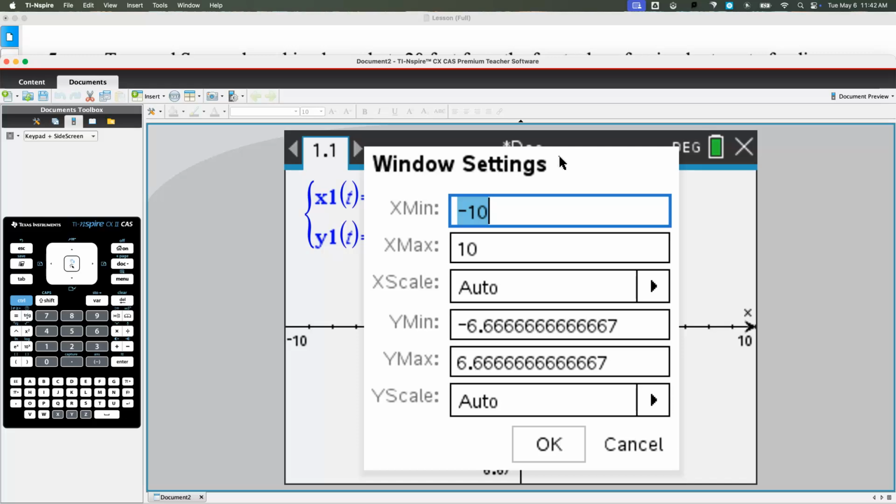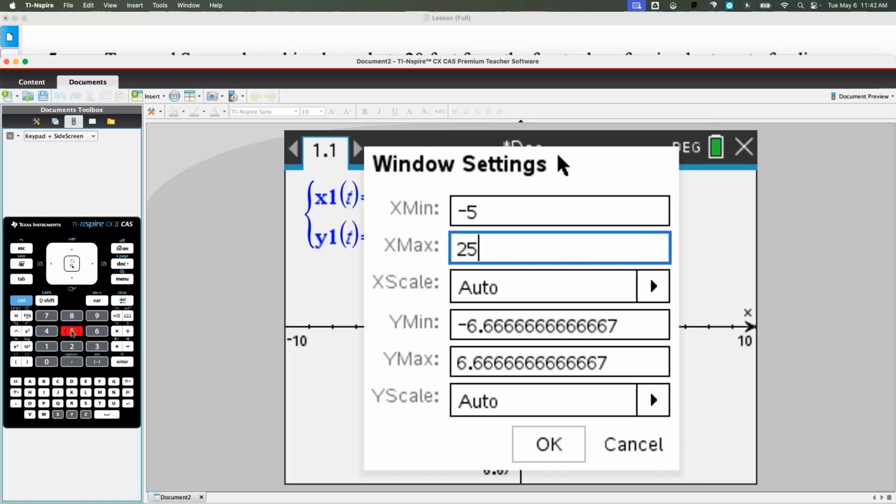The target is 20 feet away, right? So if we went out to 25 feet, we should be able to see the entire graph. I like to see my axes, so I'm going to go negative 5 to 25, and I'm going to go by ones. That's my horizontal. She released it at 4 feet.